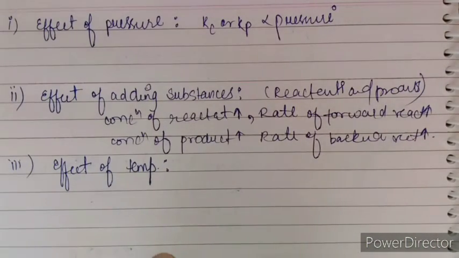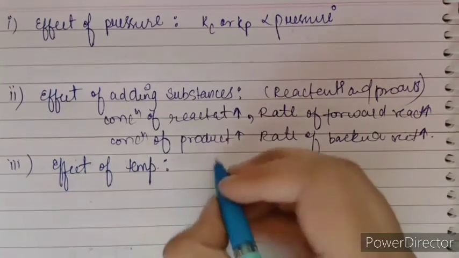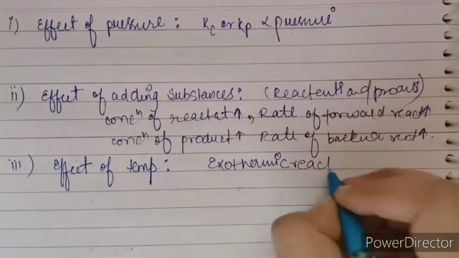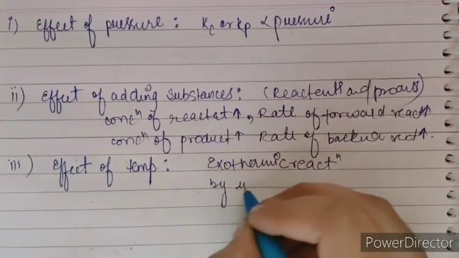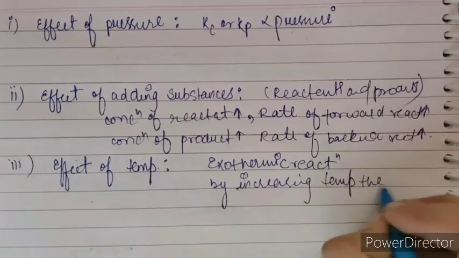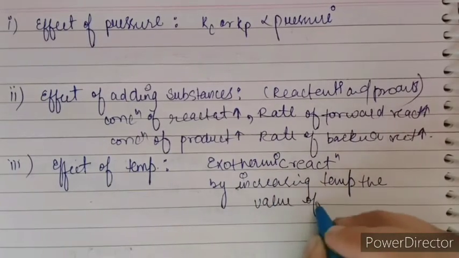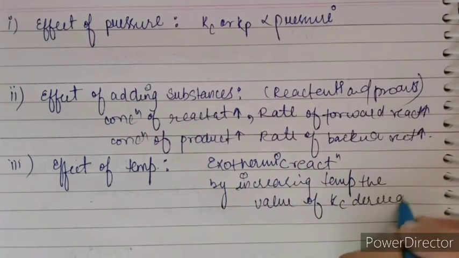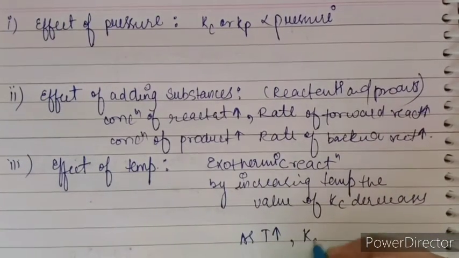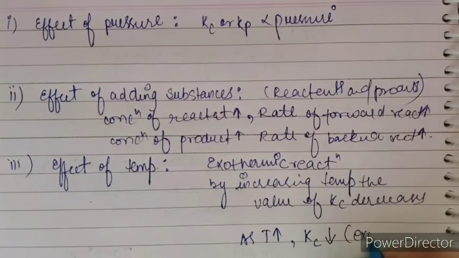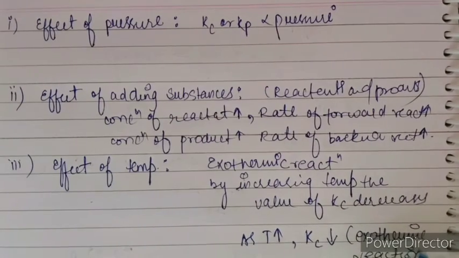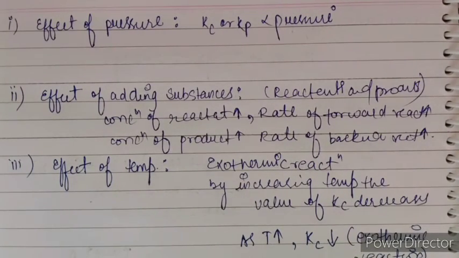Now the last one is the effect of temperature. The formation of HI from hydrogen and iodine is an exothermic reaction, meaning there is emission of heat. So by increasing temperature, the value of Kc decreases. That means as the temperature increases, the value of Kc decreases, and it emits heat, which is known as an exothermic reaction. So these are some points related to this topic.